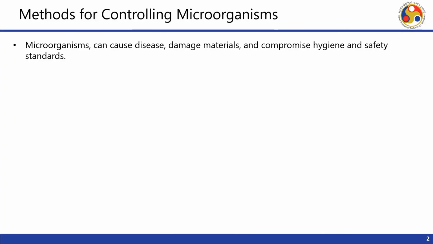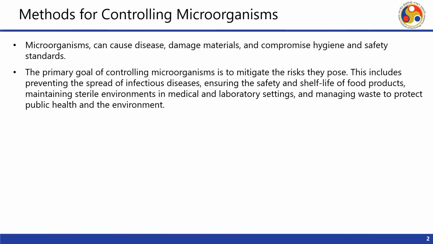What are the methods for controlling microorganisms and why do we need to control microbial growth? We know that there are beneficial microbes, but there are also harmful ones which can cause disease, damage materials and compromise hygiene and safety standards. The primary goal of controlling microorganisms is to mitigate the risk they pose, such as the ones we discussed right now. This includes preventing the spread of infectious diseases, ensuring the safety and shelf life of food products, maintaining sterile environments in medical and laboratory settings, and managing waste to protect public health and the environment.